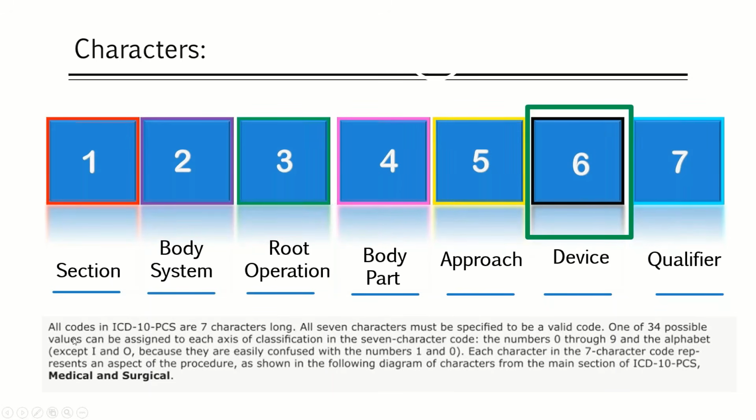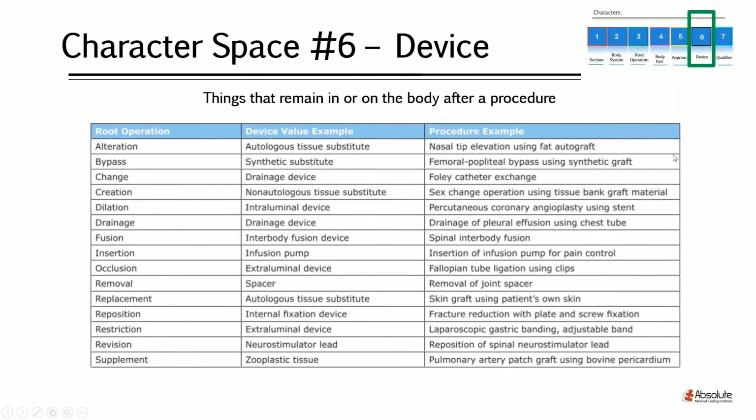Now, the 6th character is for, I'm going up your upper right-hand corner, let's stay focused. These are for things that remain in or on the body after a procedure. Some device examples, and I got this from my appendix. These examples could be autologous tissue substitutes, synthetic tissue, drainage devices. Remember, these are things that remain after the procedure, on or in the body. You have non-autologous tissue, intraluminal device, drainage device, your interbody fusion device.